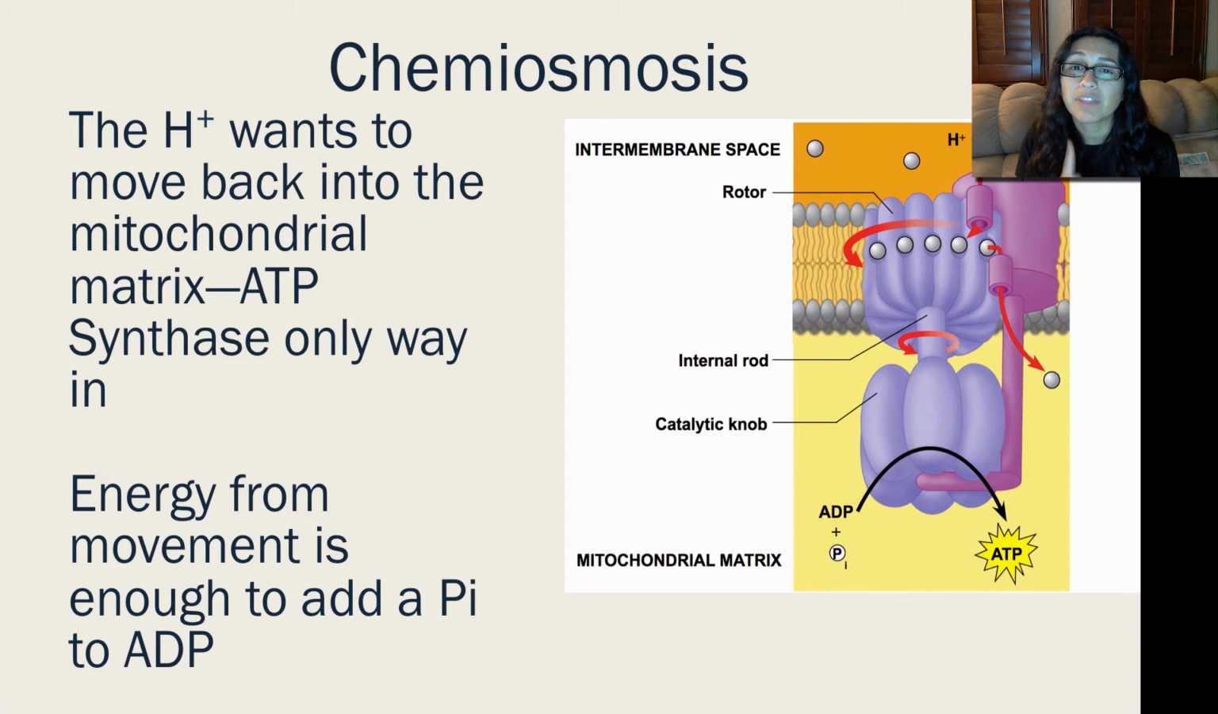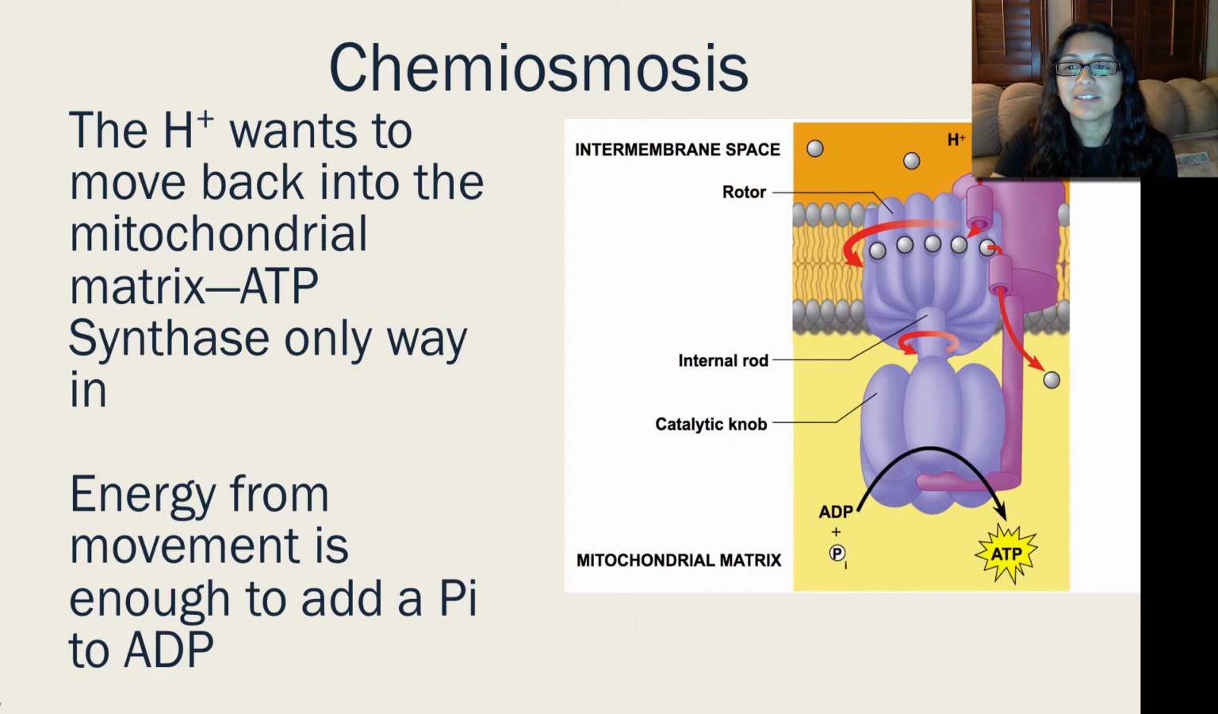The only way for them to get in is through a protein or an enzyme called ATP synthase, and that's this complex looking thing here. So in chemiosmosis, what we're going to see happen is that these hydrogen ions are going to start moving back through, and this ATP synthase here is like a little rotor. It's the smallest rotor that we know of in nature.